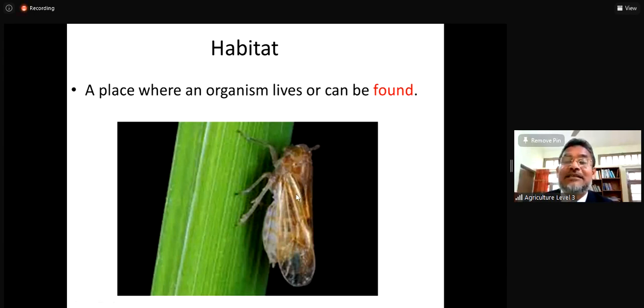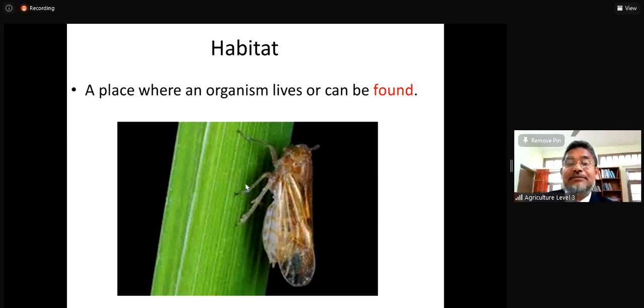So we can say habitat. For example, if you go to the Sundarban area, you will find that is the habitat for tiger. But if you leave the tiger in the plainland area, it will not find its habitat. You will not find that organism. It cannot live in that plainland area. So a habitat is where an individual or an organism lives.